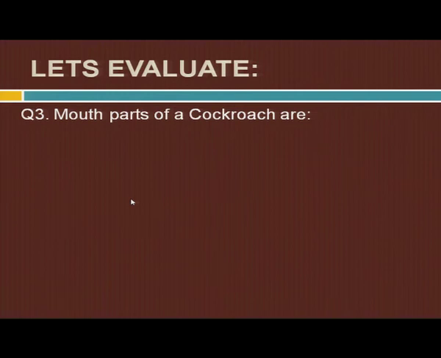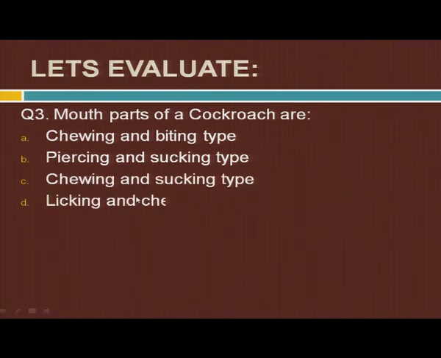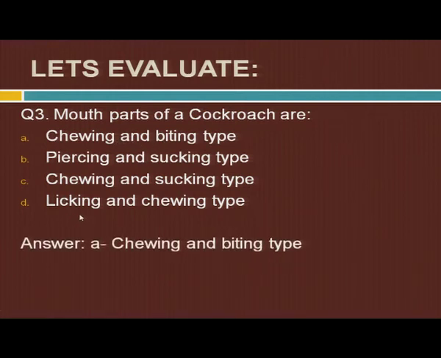Next, mouth parts of a cockroach are: chewing and biting type, piercing and sucking type, chewing and sucking type, licking and chewing type. What will be the correct answer? Yes, it is A, chewing and biting type. Cockroaches are nocturnal, they are omnivorous, they have mandibles for chewing and biting. So, the correct option is A, chewing and biting type.